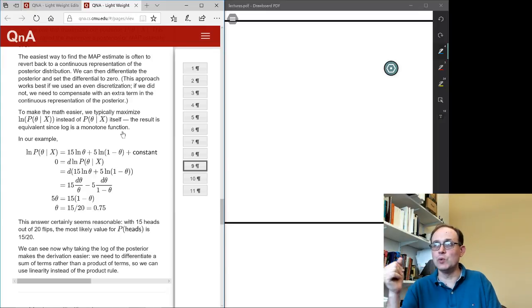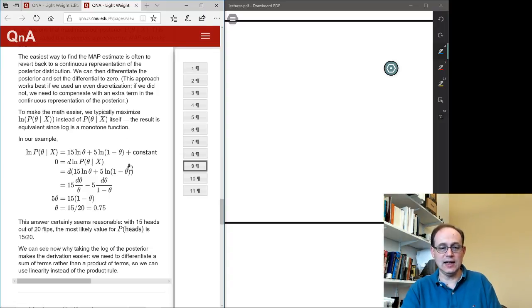So 2 questions: why does that make sense? Why is it valid? And second, why is it a good idea? So first, why is it valid? If you're maximizing p of theta given x, you can equivalently maximize any monotone function of p of theta given x, because if theta 1 is higher probability than theta 2, then theta 1 also has higher log probability than theta 2. So that's why it makes sense. Why it's a good idea, we'll see in a second.